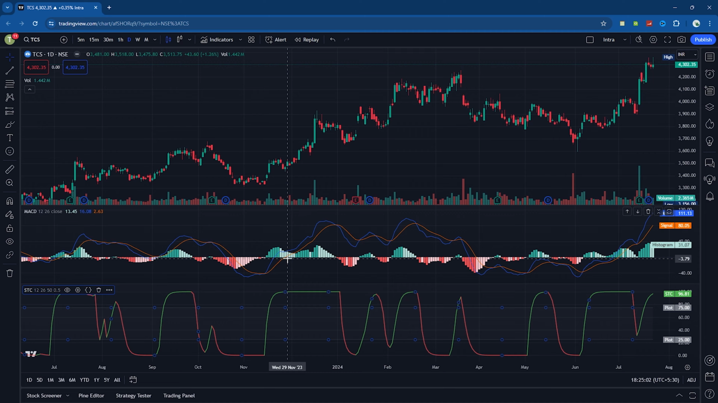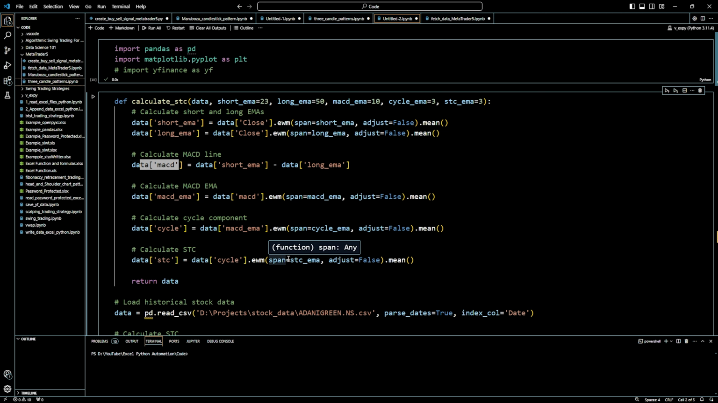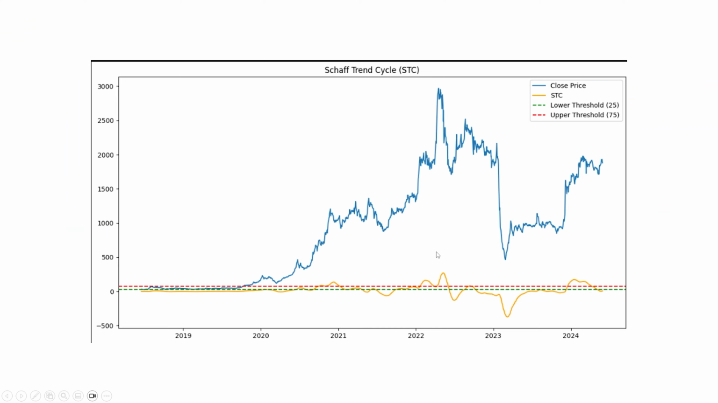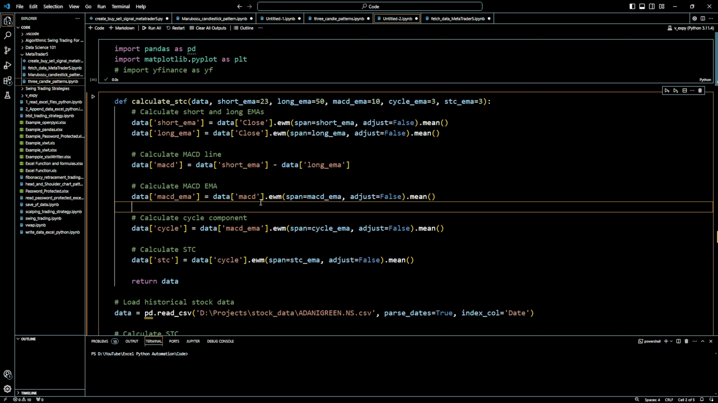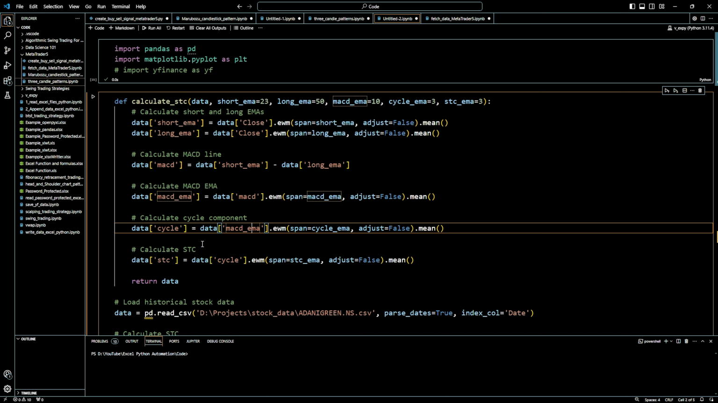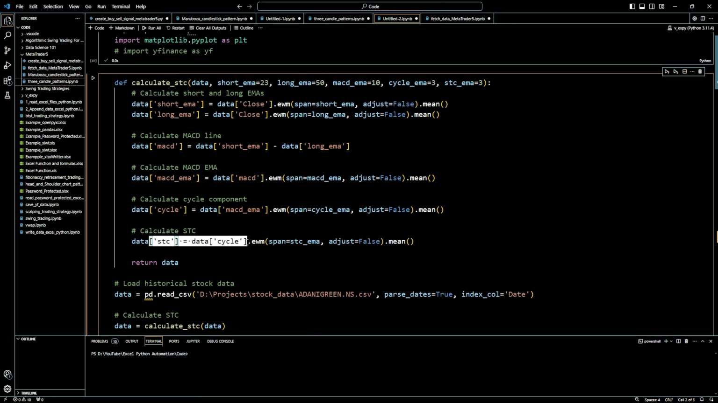Why we are doing that? I will show you, because at the end of the day, we need to know this line. This is our line, right? Okay, now going back. Within MACD, we need to create the exponential MACD. For that, we are again creating a mean of the MACD data, and from the MACD EMA, we are creating the cycle with the help of mean. Now, last but not least, we will create the STC line.